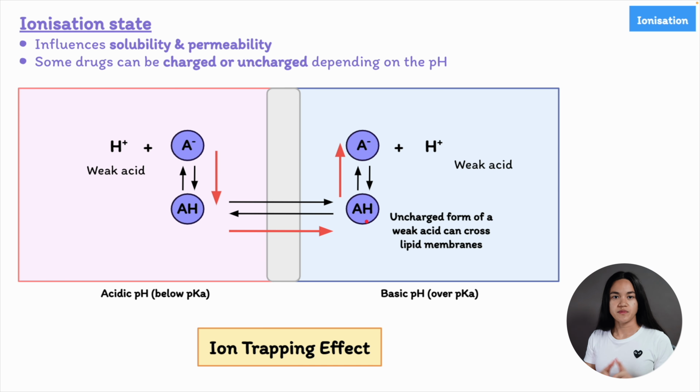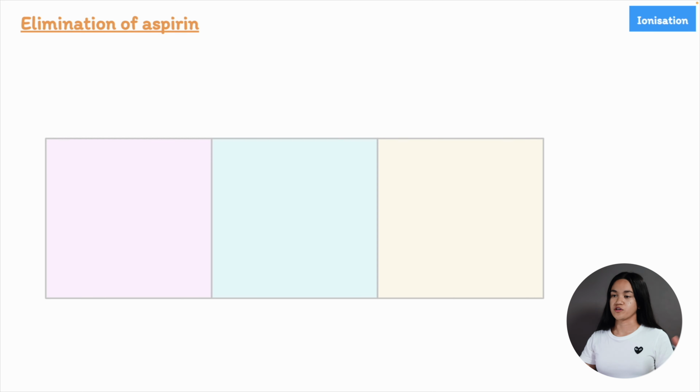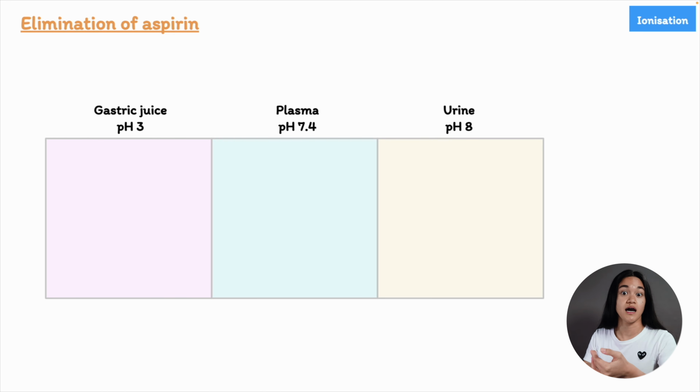Let's apply this concept, the ion trapping effect, to the elimination of aspirin so that we get the bigger picture of how this all works. So urine pH can vary between 3 and 8, depending on factors like diet. So let's first describe how aspirin ionization affects its solubility and ability to cross cell membranes in acidic versus basic urine. So we're applying the concept that we just talked about.